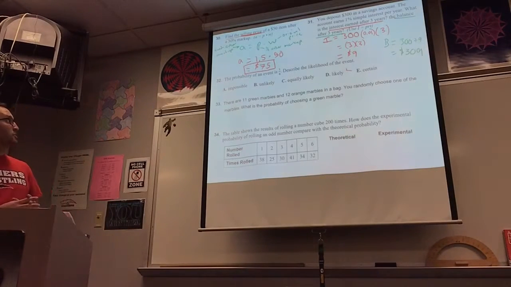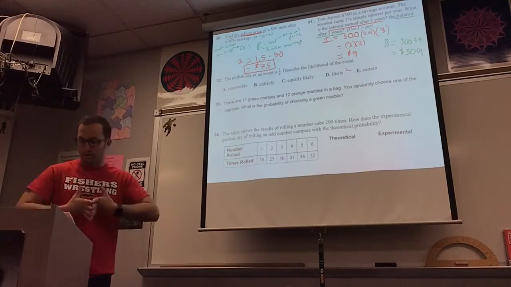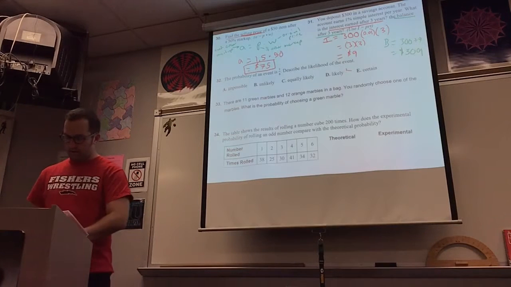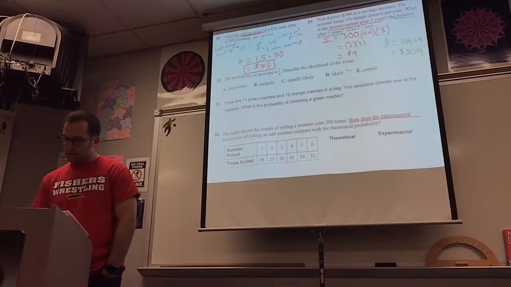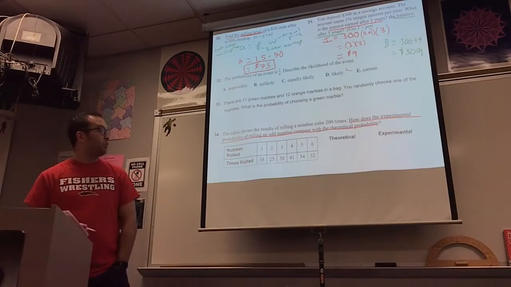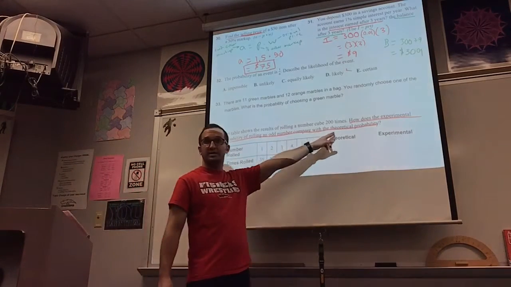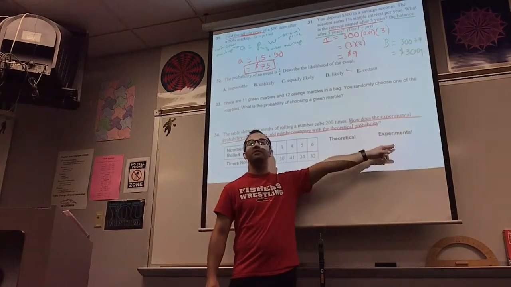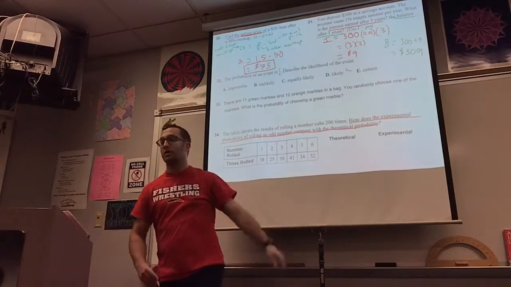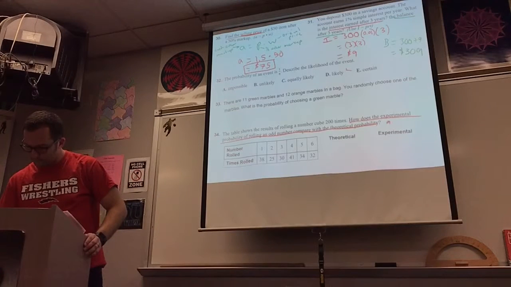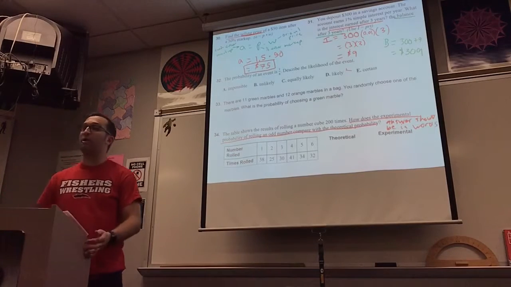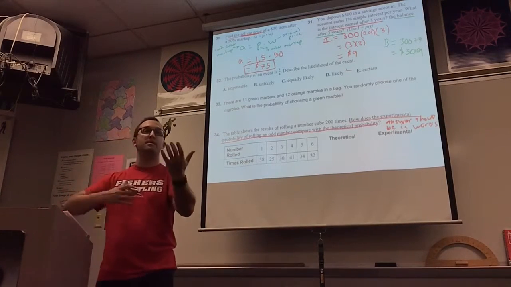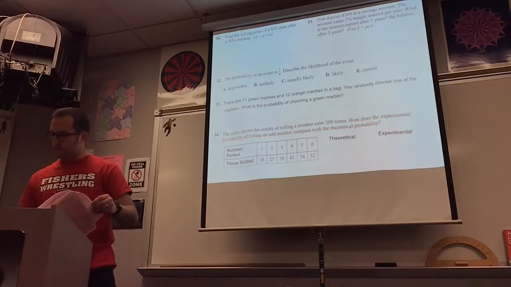I think you guys can do 32, 33, and 34 all on your own, except when I want to pop down to 34 real fast. It says, how does the experimental probability compare with the theoretical? So you're going to need to give a word answer. You need to find the theoretical probability, find the experimental probability, and give a word answer. Your answer should be in words, because it's saying, how does it compare? So you need to describe how they compare. Let's keep on going.